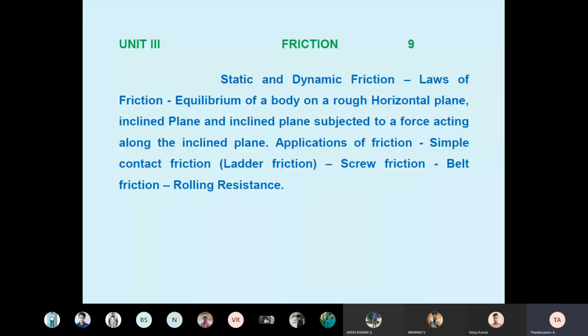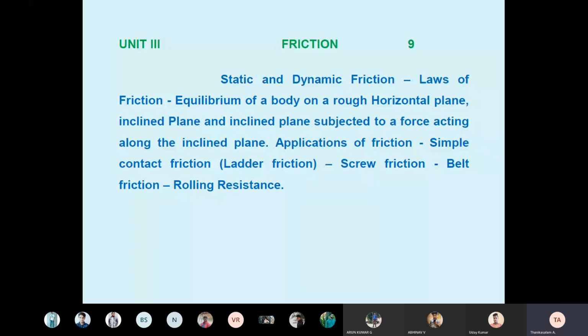Static friction: when two bodies are in contact and one body tries to move with respect to the other, that time the friction developing at the contact surfaces is called static friction. The friction is developed between the two bodies' contact surfaces. When one body tries to move, not moving, just trying to move, that time the friction is developing.